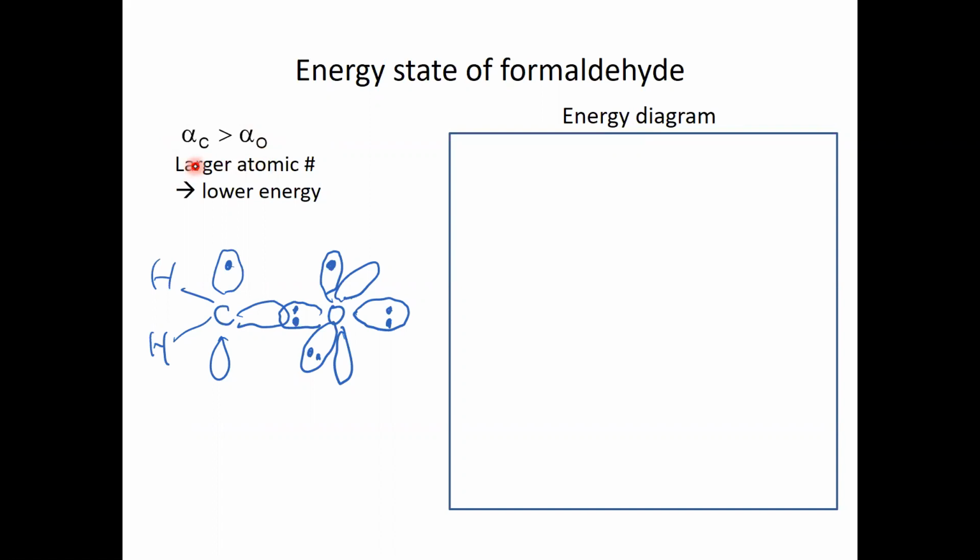Now we are thinking about two different types of atoms, both carbon and oxygen. When we think about different types of atoms, the energy of atomic orbitals, compared for the same type of atomic orbitals, is lower for the larger atomic number atoms.